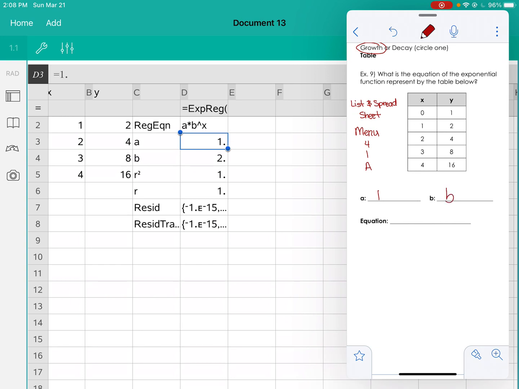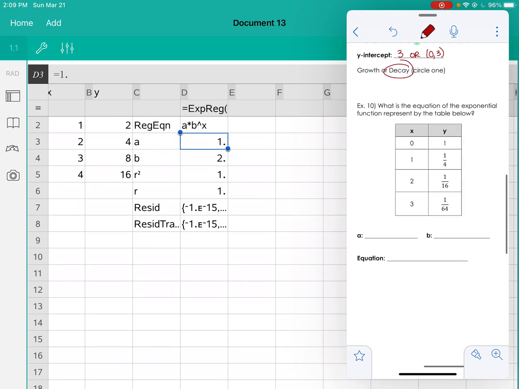My B is 2. So I can write my equation. Y equals 1 times 2 to the x power. Or you could see it as just y equals 2 to the x power. Okay, oftentimes if it's a 1 for A, we don't write it, but it never hurts to write it so you can see that that's the A in the y-intercept.